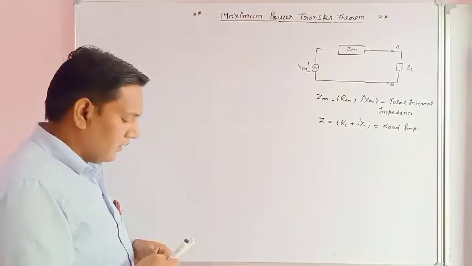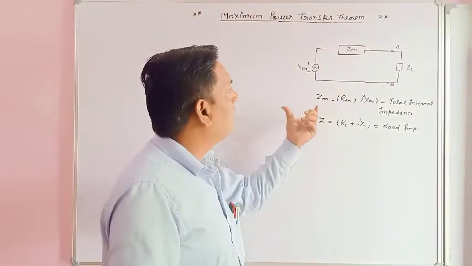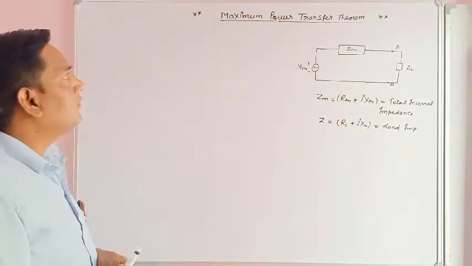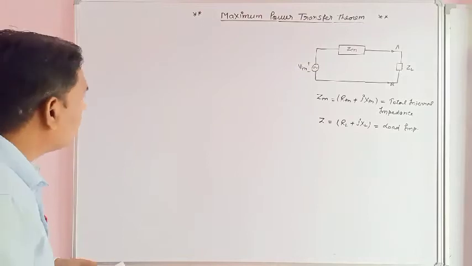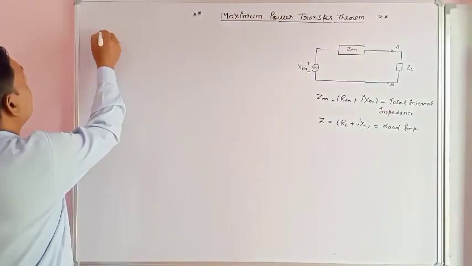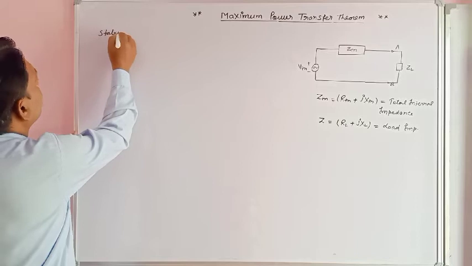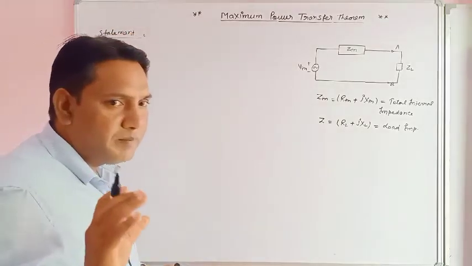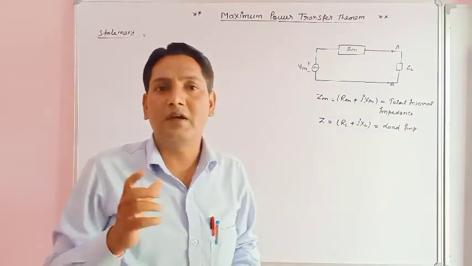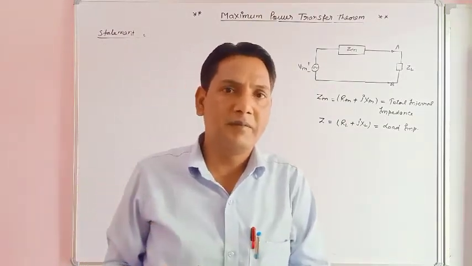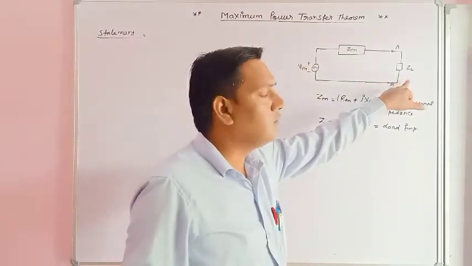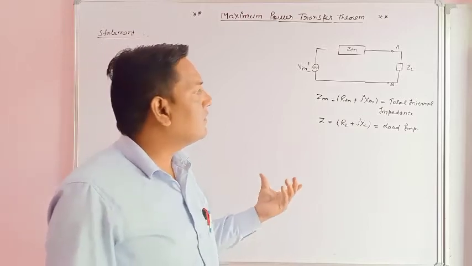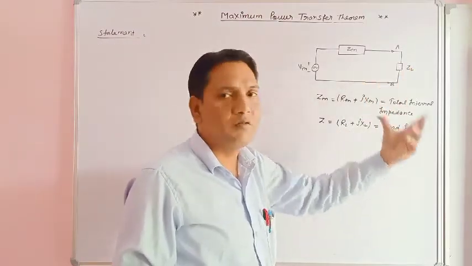Now we have to calculate the maximum power that this source can transfer to the load. As per the statement of the maximum power transfer theorem, the maximum power can be transferred from this source to this load impedance only with some conditions, and these conditions will be different for different kinds of load connected here.